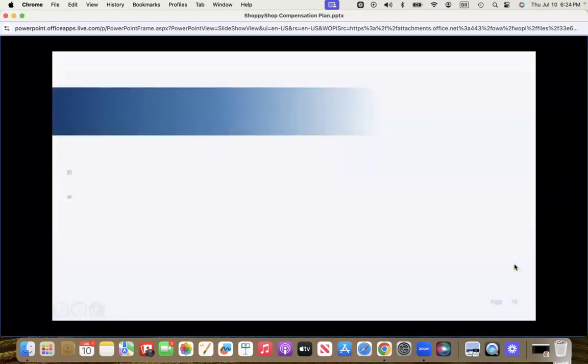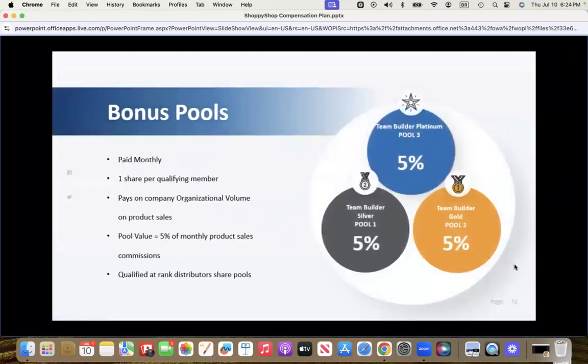Next slide, please. All right, let's talk about bonus pools. You know, most companies to hit a bonus pool, you've got to be like a double, triple diamond, right?